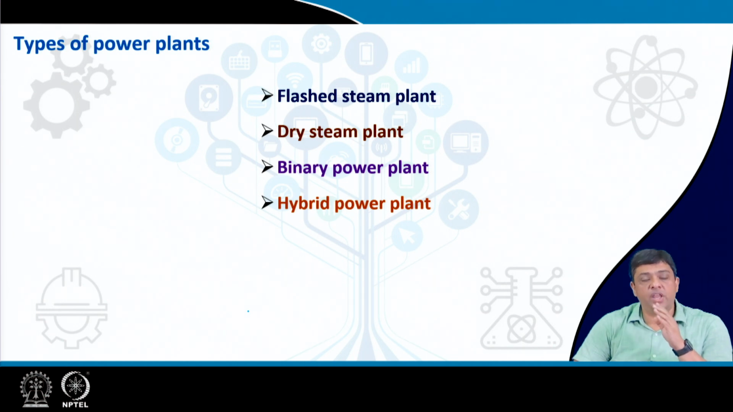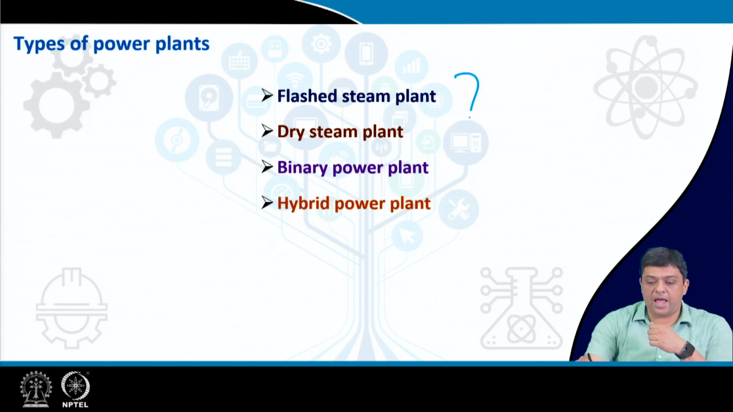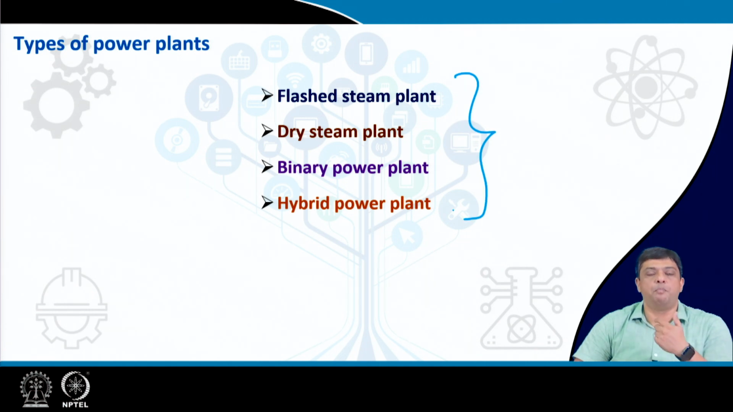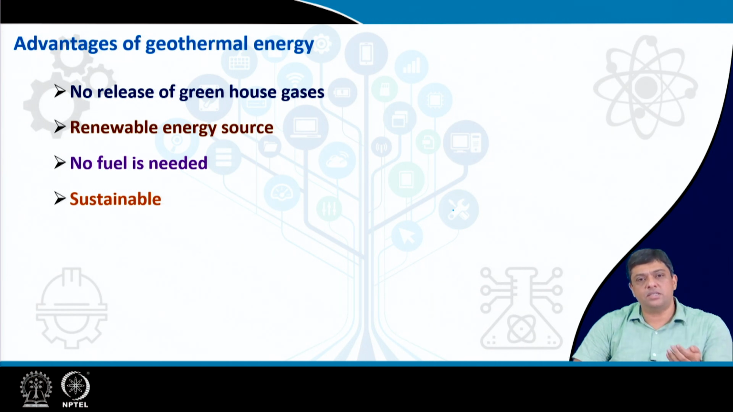There are already various types of power plants which are being proposed. They are classified as flashed steam plant, dry steam plant, binary power plant or hybrid power plants. And these plants which are based on geothermal energy are associated with certain advantages and disadvantages as expected. The main advantages are that they are mostly not associated with release of any greenhouse gases. They are using a renewable source, there is no need for additional fuel, and the whole technology is quite sustainable.